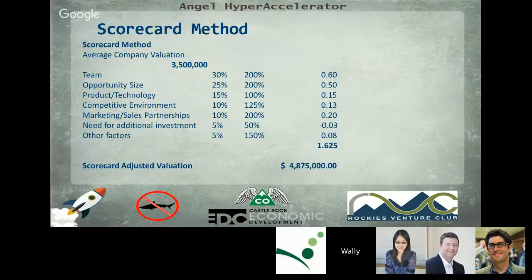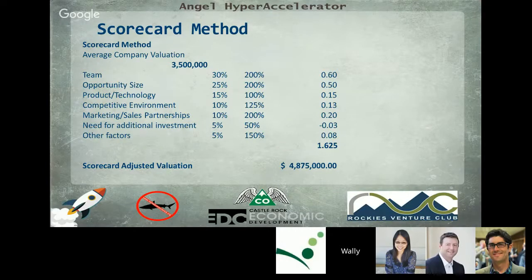So we start by figuring out what the average valuation for a company is in our market. And here, for this example, I'm using 3.5 million. Then on the left-hand side, I have weighting for team, opportunity size, product, technology, and so on. So those are the things other than square footage, bathrooms, or bedrooms that we use to value companies. So we say team is 30% of the value of the company.